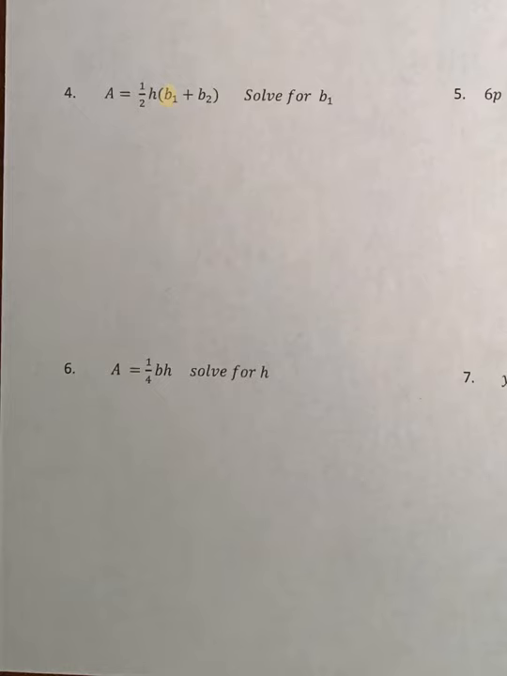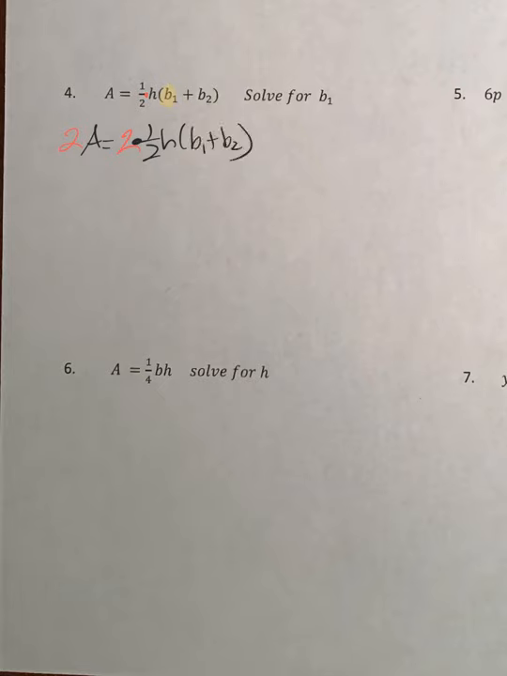Okay, so let's solve for b sub 1. So we have to undo everything that's outside the parentheses. So let's start by undoing multiplying by 1/2. So we can divide by 1/2, right? But as we just showed before, isn't it a lot faster just to multiply by the reciprocal? So we're going to multiply by 2 first. So we're just going to do 2 times A, and then 2 times 1/2 h (b sub 1 plus b sub 2).